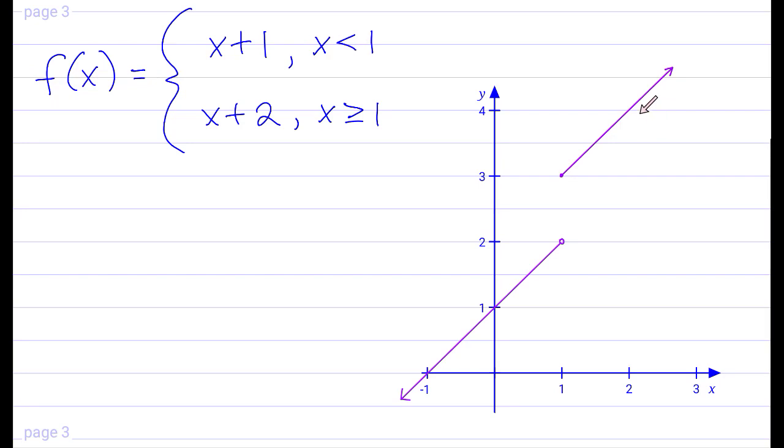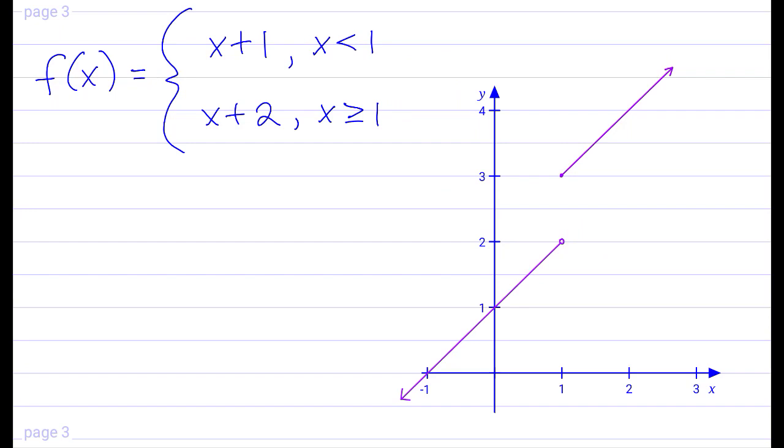This part of the graph corresponds to x plus 2, x greater than or equal to 1, right? So when x is bigger than or equal to 1, I get this line. When x is less than 1, I get a parallel line with a different intercept, y equals x plus 1. That's down here. When x is less than 1, we get this line. I have to put an open dot here because this line only works when x is strictly less than 1. Here I put a solid dot because this line works when x is greater than or equal to 1.